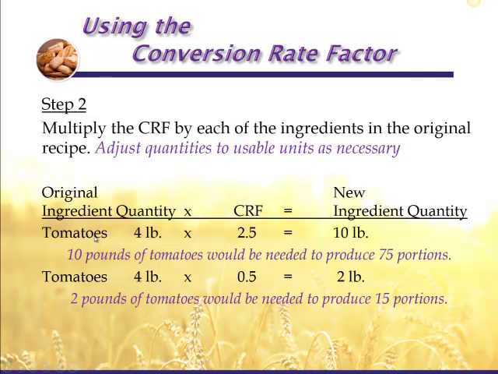So for tomatoes, when we're increasing, it's the same 4 pounds as the original recipe times the conversion factor. You can see to create this new recipe for the 75 portions, it's going to be 10 pounds of tomatoes. When we're decreasing, it's the same 4 pounds we start with because of the original recipe, multiplying it by the conversion rate or factor of half, and that gives us 2 pounds that we need in our final recipe to serve 15 people.